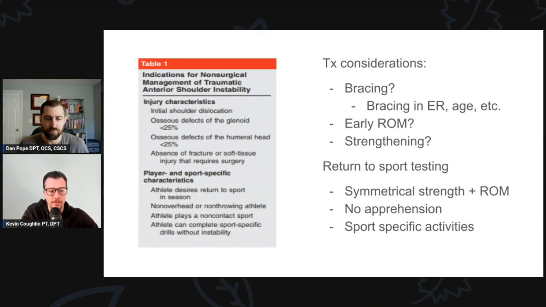So we always take those things into consideration. So the characteristics they talk about for this sport-specific and the player characteristics where we will try to manage conservatively is that they're in season and the athlete really wants to return to sport. I think that's a big one because we can have all the data to support that the person should have surgery, but it always comes down to what the patient wants.